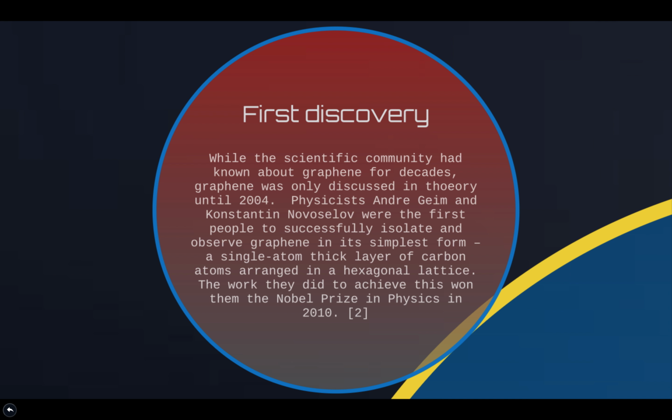First discovery. Now, scientists have speculated on the existence of graphene for several decades until 2004, when two physicists, whose names I will not butcher, became the first to successfully isolate and observe graphene in its simplest form. This work won them the Nobel Prize in Physics in 2010.